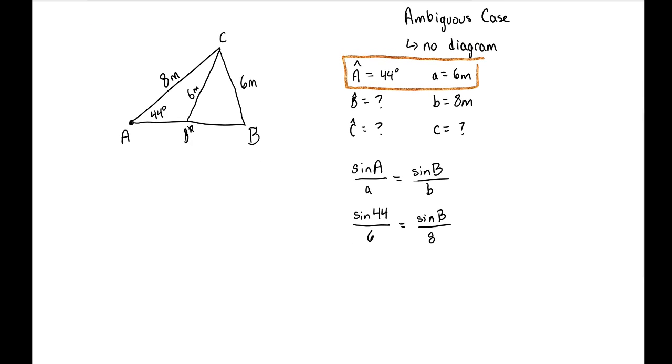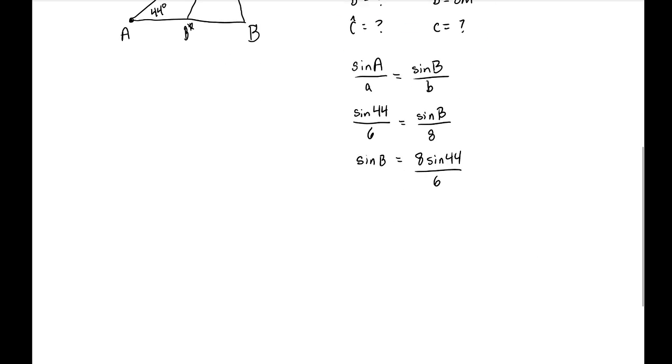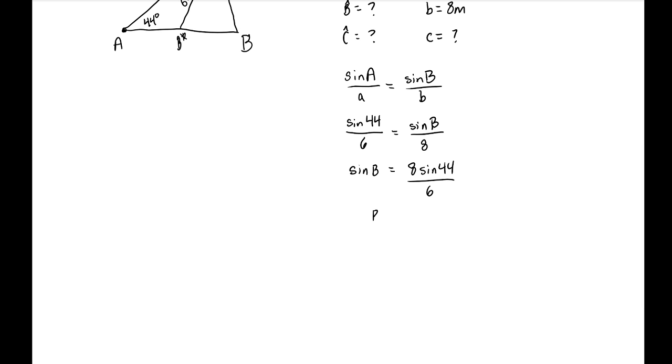I can rearrange this just to get sine B by itself. Sine B is equal to 8 sine 44 over 6. Now to actually find angle B, I'm going to have to do sine inverse of that quantity. So we'll do sine inverse of 8 sine 44 over 6, and I'm going to have to get out my calculator.